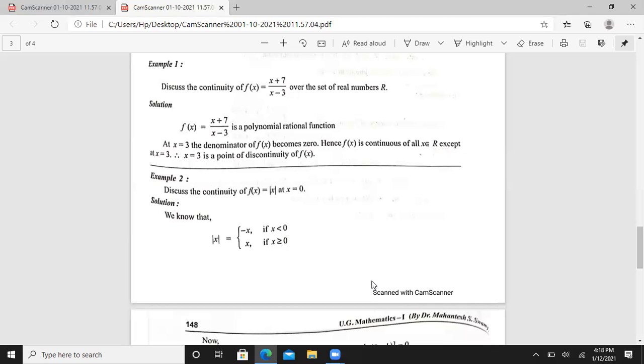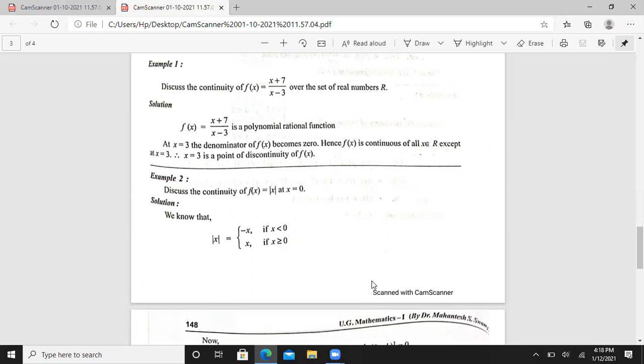One for a 5 mark question. See here, discontinuity. Discuss the continuity of the function f of x equal to x plus 7 divided by x minus 3 over the set of real numbers R. This is your question. Discuss the continuity of the function f of x equal to x plus 7 divided by x minus 3.